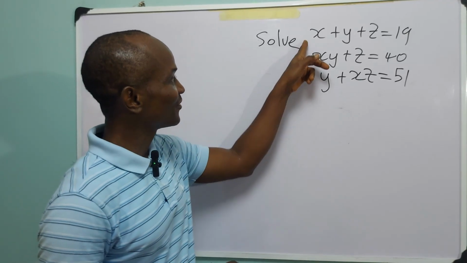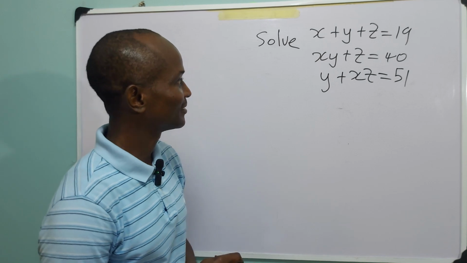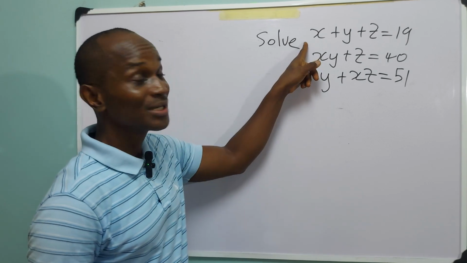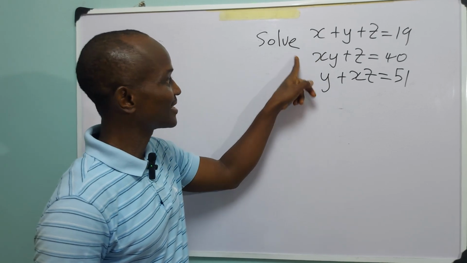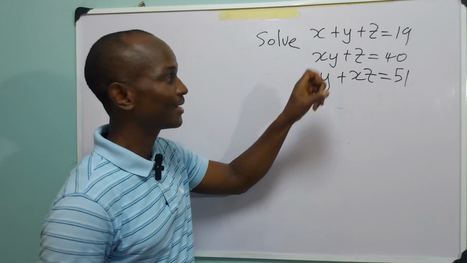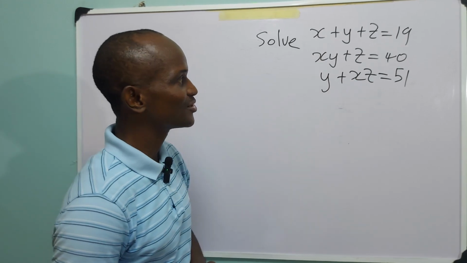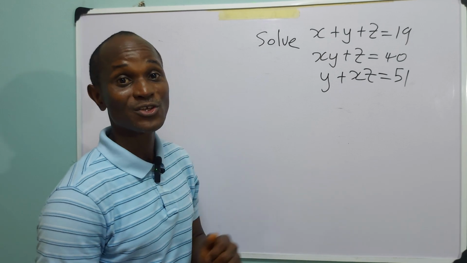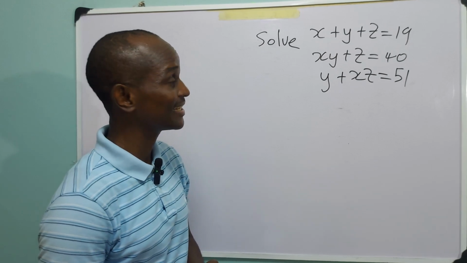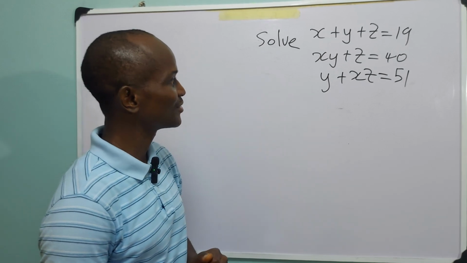The question is to solve the system of equations on the board. Now we can see that only the first equation is linear. The second equation has a term in xy and the third equation has a term in xz. So we cannot use the normal methods of solving simultaneous linear equations in this case. So what do we do?